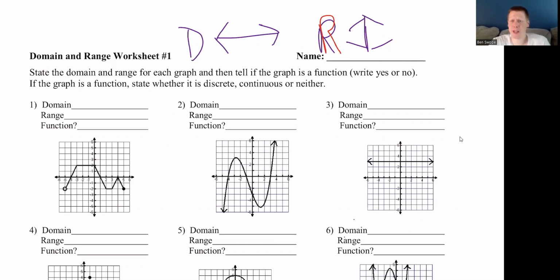All of these problems will be a single interval. That means you'll just have one set of brackets or parentheses. I'll try and maybe throw one at the end where you have to do otherwise, but keep in mind most of the questions you're going to see on this quiz, and in general, most functions don't have breaks in them. So just keep that in mind.